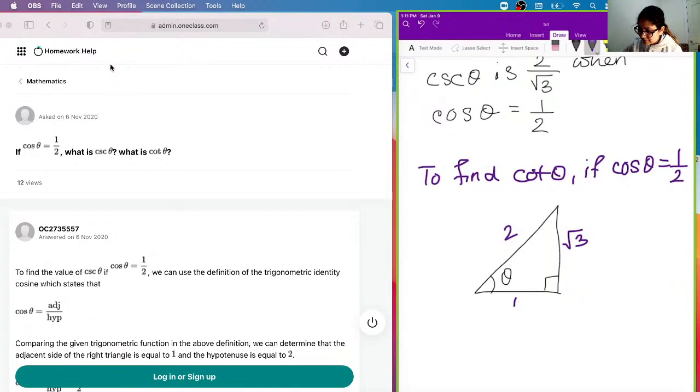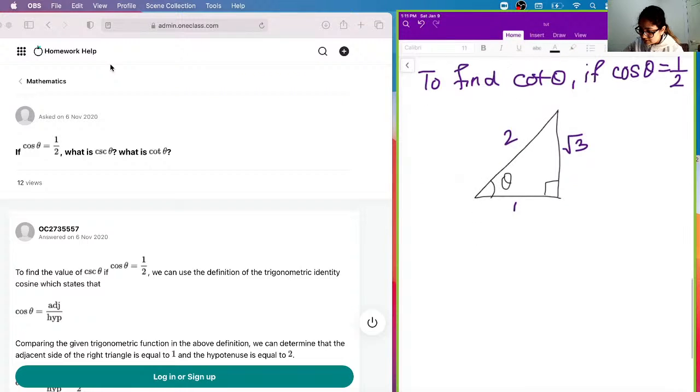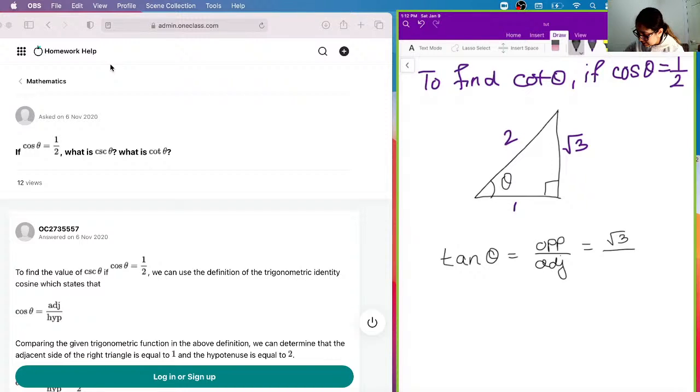We can substitute these values in the trigonometric identity for tan theta, or tangent theta. For tan theta, it is opposite over adjacent, right? So we're looking at the angle theta here. The opposite side, as you can see, is root 3. The adjacent side is just 1. And so root 3 divided by 1 is just root 3.